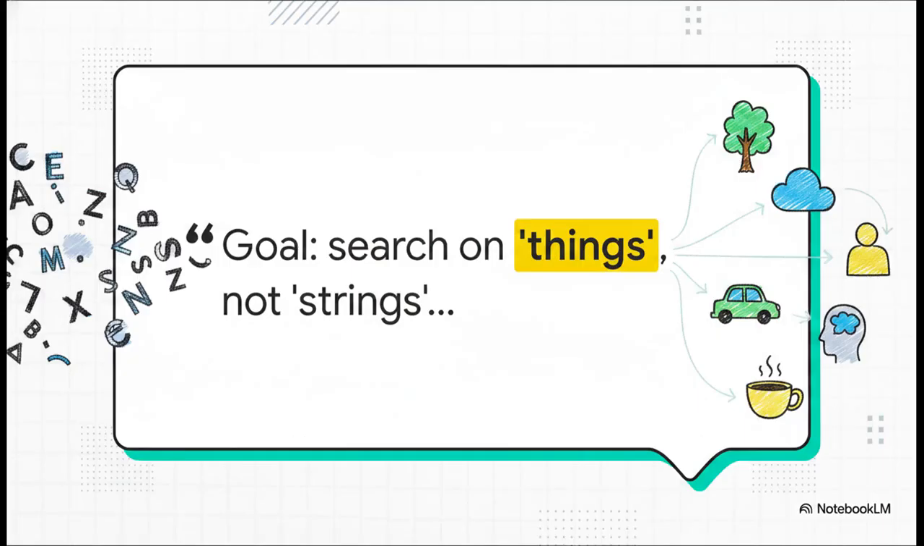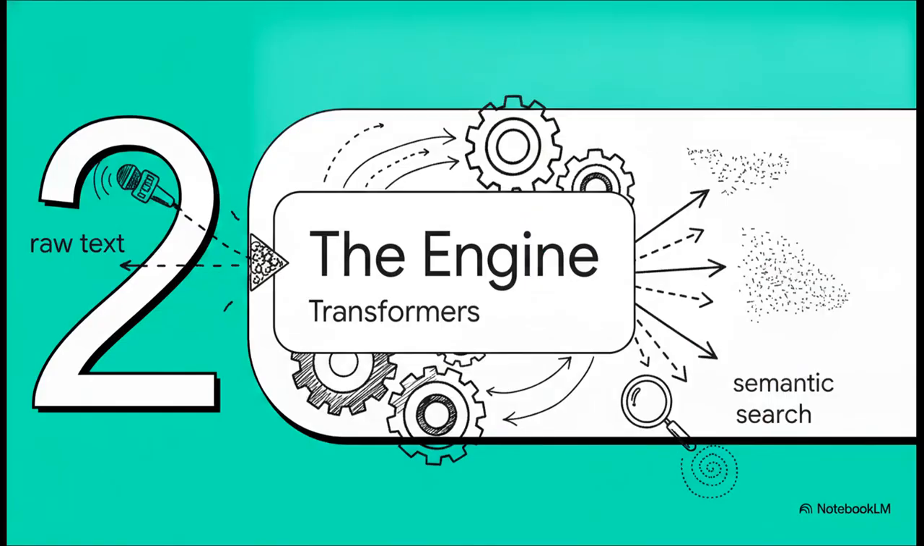This quote right here perfectly sums up our massive paradigm shift. Our goal is to search on things, not strings. We are moving away from just matching letters on a page to matching real-world concepts and the actual intent behind a search.